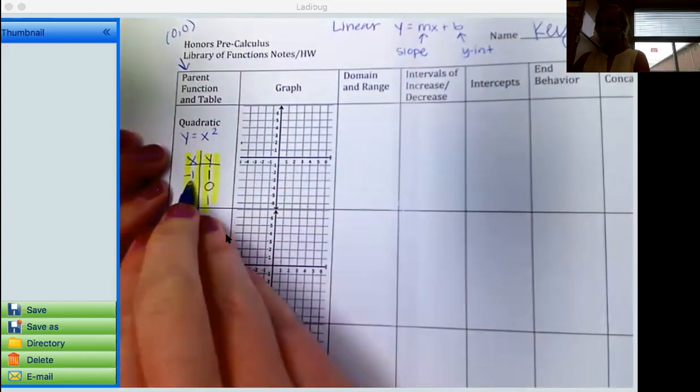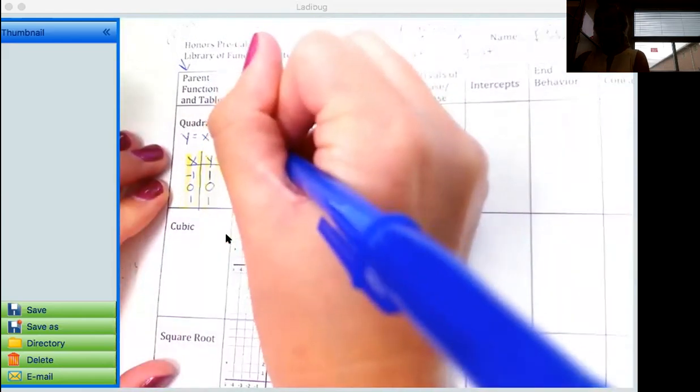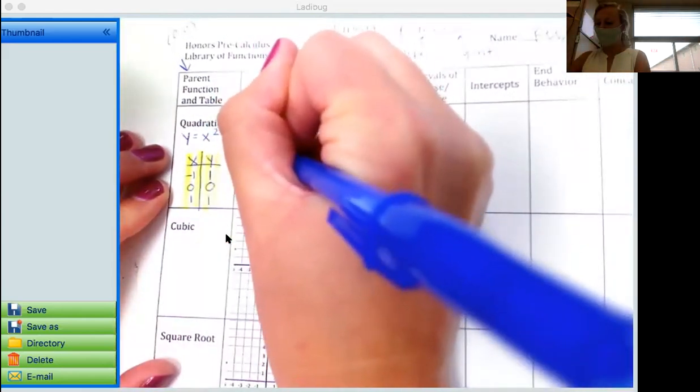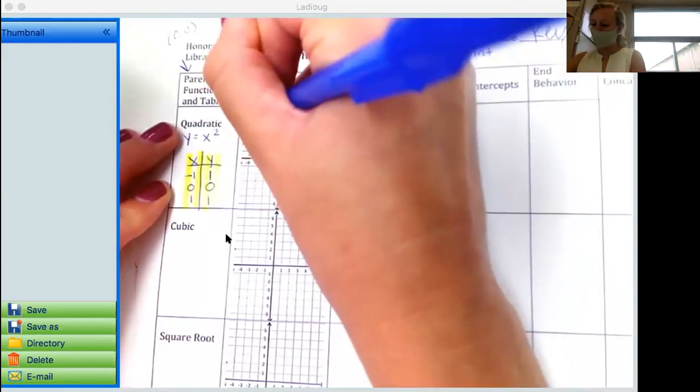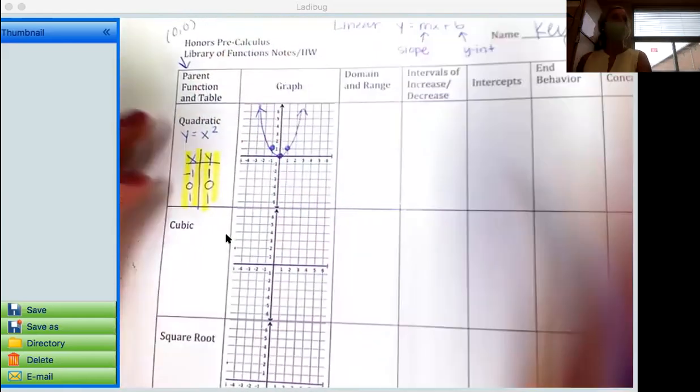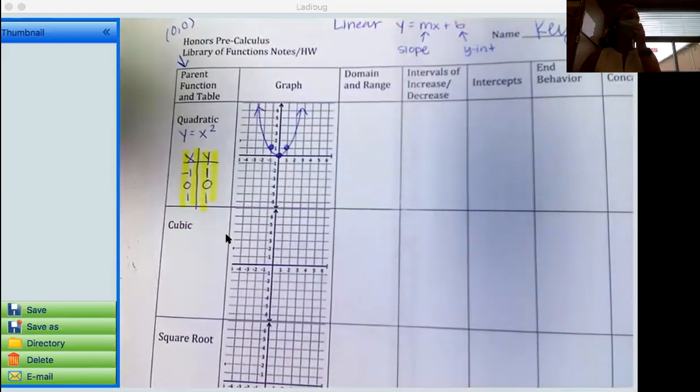Sound good? Okay, so if you graph these 3 ordered pairs, -1, 1, 0, 0, and 1, 1, this is what your graph of a quadratic looks like as the parent function, right?